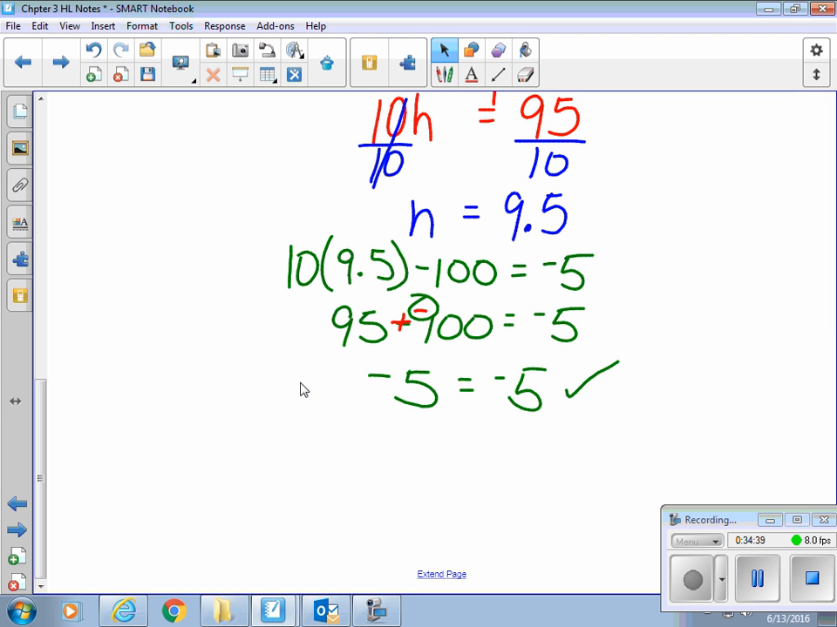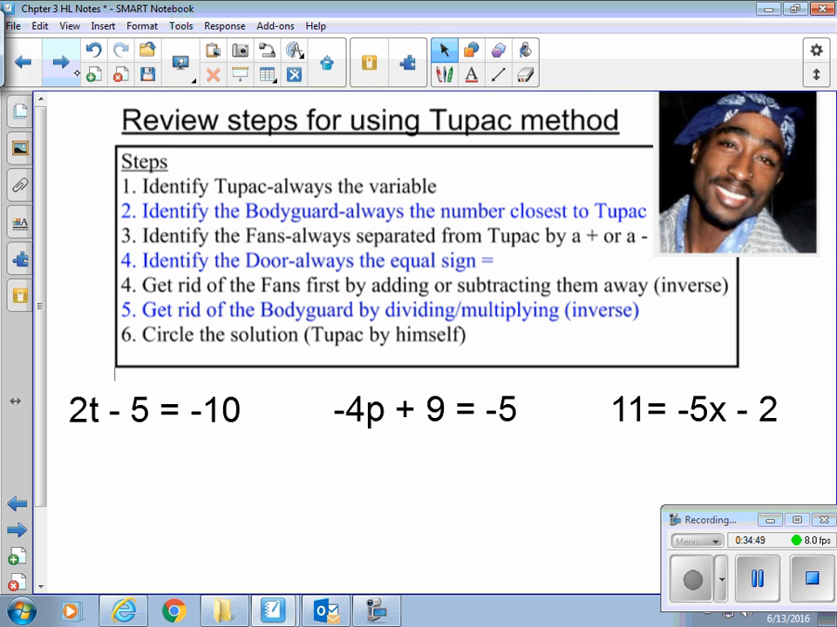So remembering those steps, undoing the addition and subtraction first, and then undoing multiplication and division, and then substituting to check, I just have another way of helping you remember those steps. We call it the Tupac method. So Tupac is a famous rapper from way before your time. Some of you might know him.